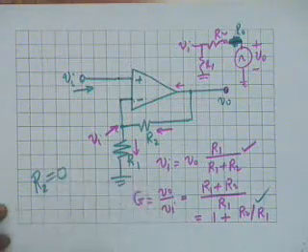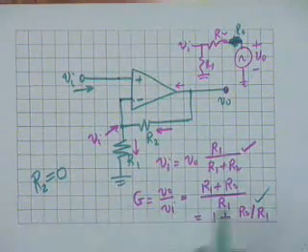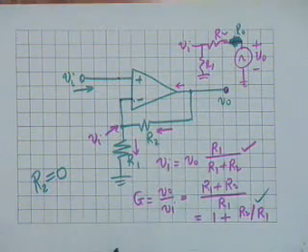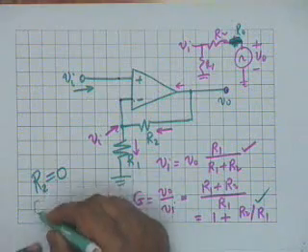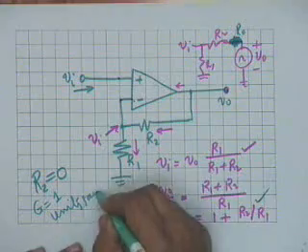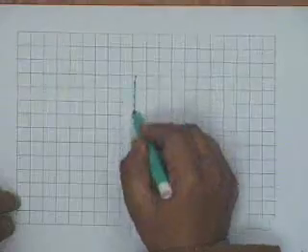Now look at this configuration again, and suppose R2 is equal to 0. In other words, this is directly connected, then the gain becomes plus 1. Is that correct? And therefore it is called a unity gain configuration. This deserves a little closer look. So let's draw it again here.